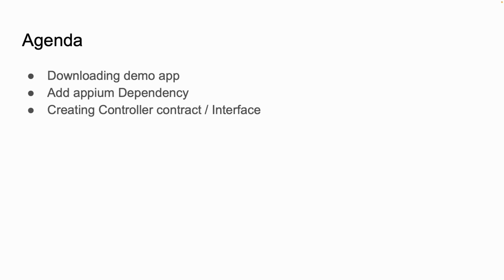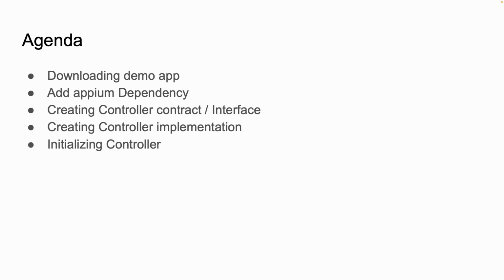And then we need to proceed to create our controller contract or interface. We need to create an implementation of that interface, which is what I said at the beginning. It's going to be an Android implementation of this contract or controller. And finally, we need to initialize this controller. So I will show you how to initialize this controller through the Pico container or Pico factory.